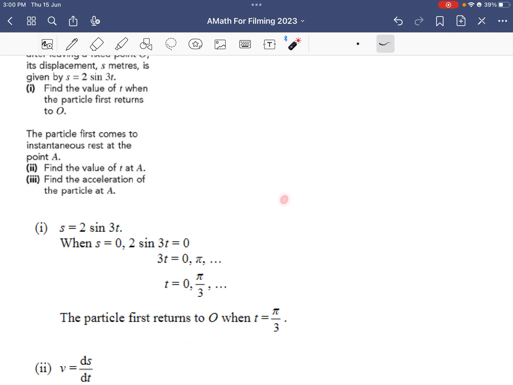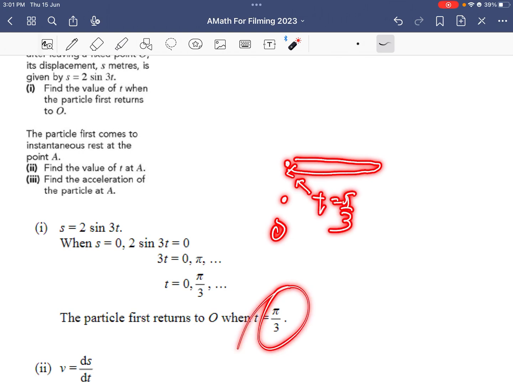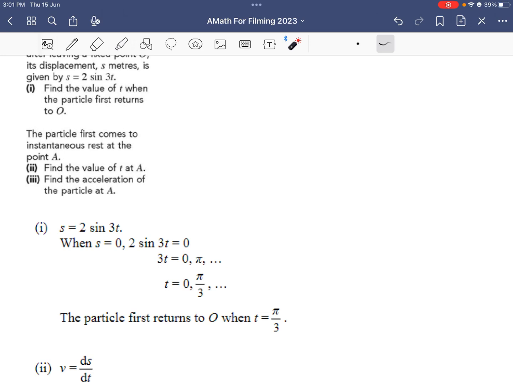Hence, 0 is where it started. So at time equals 0, it is at the point O. It will move until, there's a certain point where it turns back and it comes back to the point. And at this point here, the time is equal to pi over 3, as shown here.